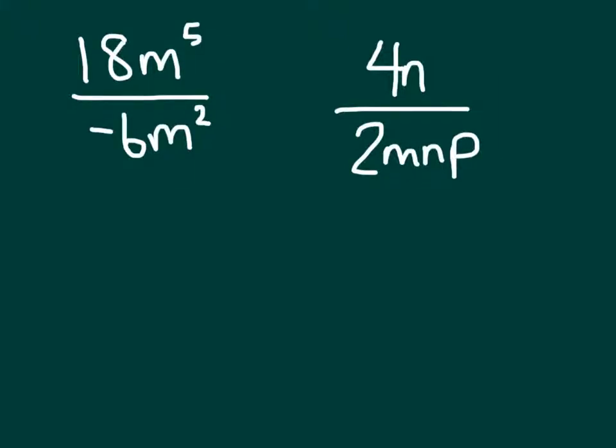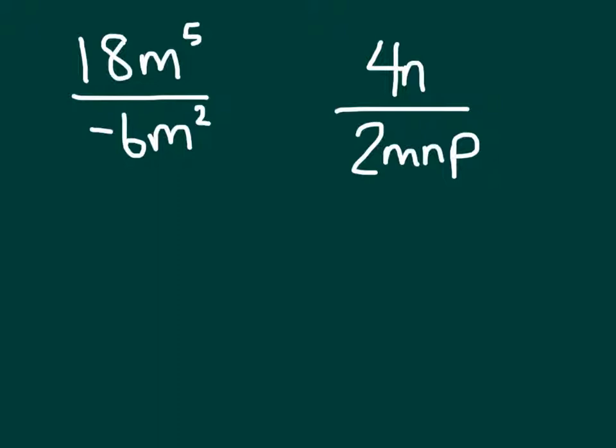This is Unit 7, Day 6, and this is dividing monomials and dividing polynomials by monomials. So we're going to start with this first one, 18m to the 5th divided by negative 6m to the 2nd.